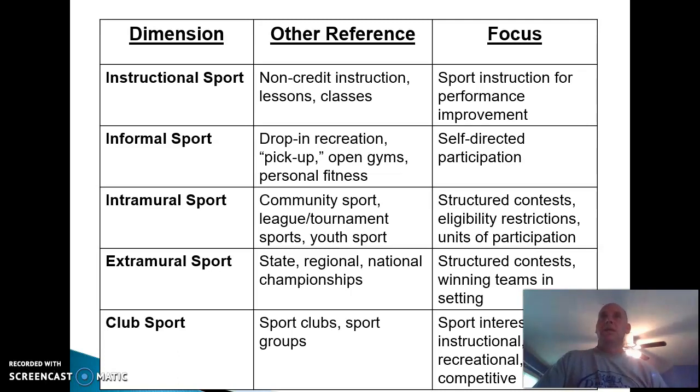Intramurals, you have to be a member of that college campus, or, a lot of times in communities, they want you to be part of that community because you're basically paying tax dollars to that, and so they're using that as a support, right?